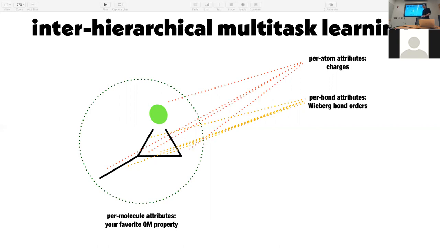For per bond attributes, Haya is working on the prediction of Weber bond order, which is a bond order that is not discretized into integers. It is a float number, but it also corresponds to the chemists' understanding of the bond structure. So rather than just 1.5 and 2, you can have any number in between. This could be determined by quantum chemistry, and it is a pretty good indicator of the energy to break that bond. So we are interested in predicting that as well.